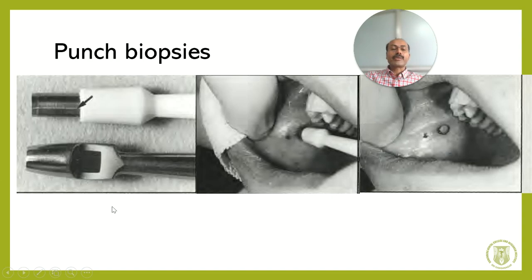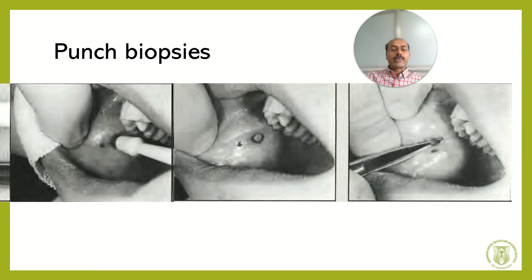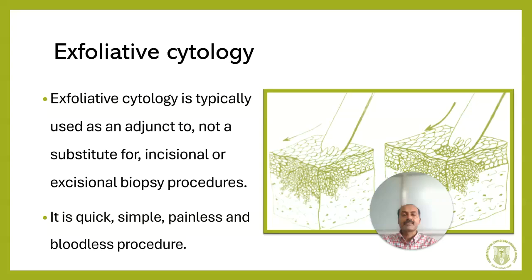There are different sizes and types of punch which are available. The punch is put on the area of the lesion and it is marked, or here it is clearly visible. Next, with the help of tissue holding forceps, the biopsy is pulled out and a releasing incision will remove the lesion.